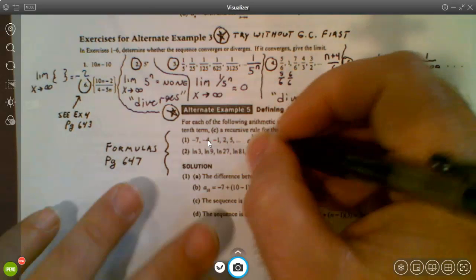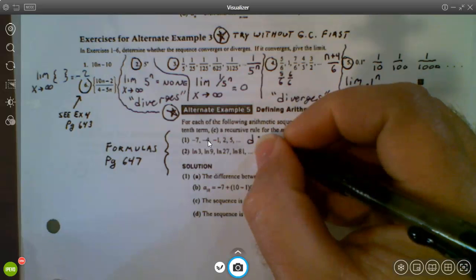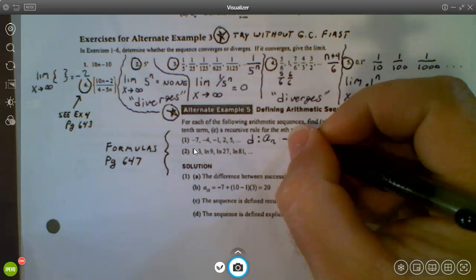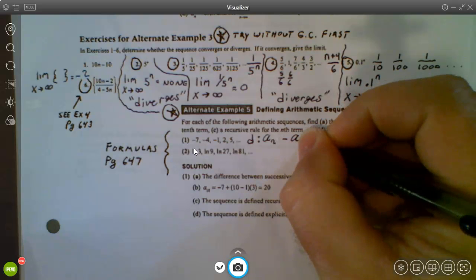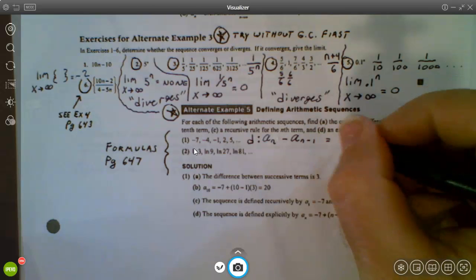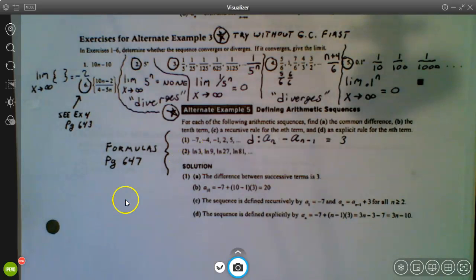The way I like to write this is, the common difference is a of n, which is any term, minus the previous term, which would be a of n minus 1. Obviously in this case, it's 3. But I like this rule as a reminder for some of the tougher cases that are going to be harder to identify. All right, so how do we find the 10th term?